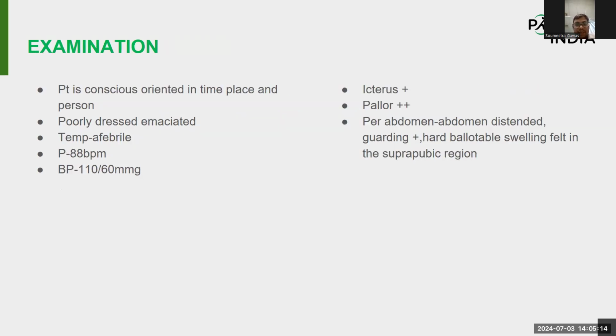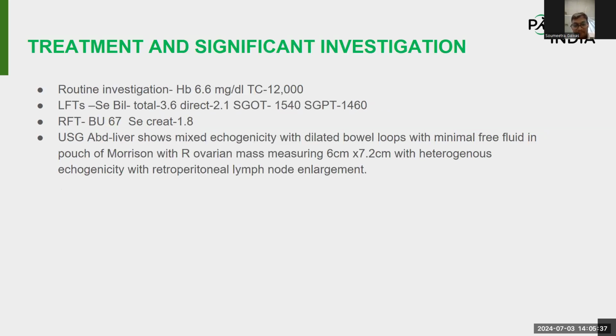Next slide, please. Examination. The patient is conscious, oriented in time, place, and person, poorly dressed, emaciated, thinly built, afebrile, pulse 88 beats per minute, BP 110/60, icterus is positive, pallor is positive. Per abdomen, the abdomen appears distended, guarding is positive, a hard palpable swelling is felt in the suprapubic region.